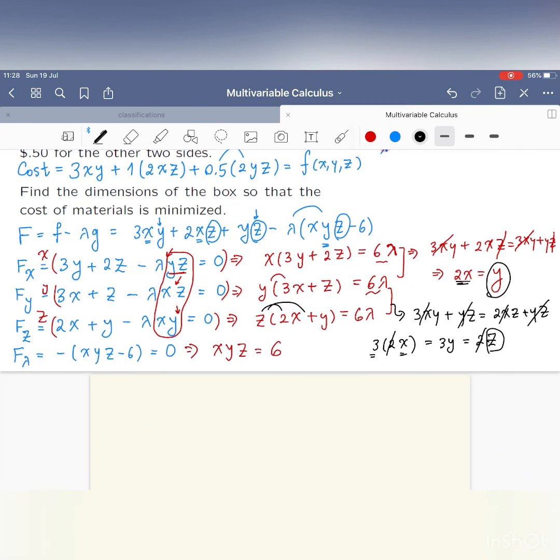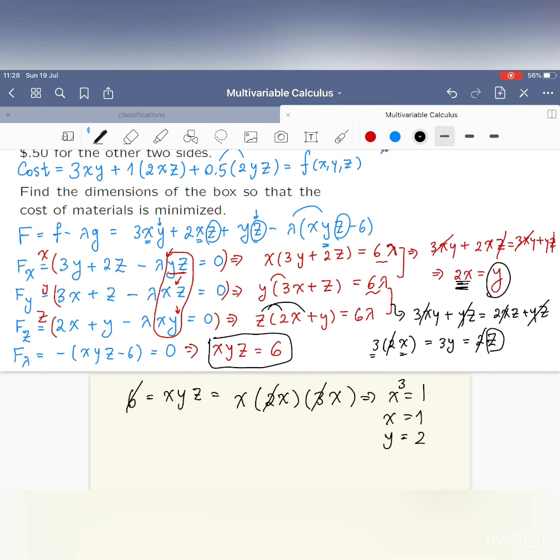But your x, your y, your z together must be 6. So your 6 is xyz. Your x can be the x, but your y is 2x, and your z must be 3x. So it means that right now this is 6, right? So you got your x cubed equals to 1. So your x is 1. Upon knowing your x, immediately your y is 2. And after you know your x, immediately your z is 3, because your z is 3x.